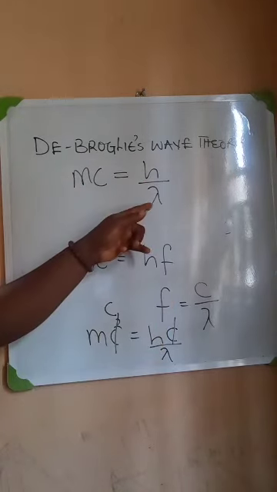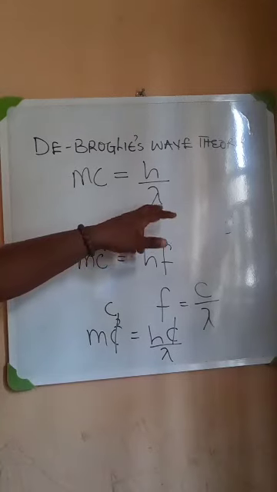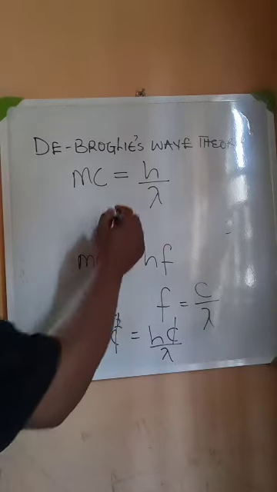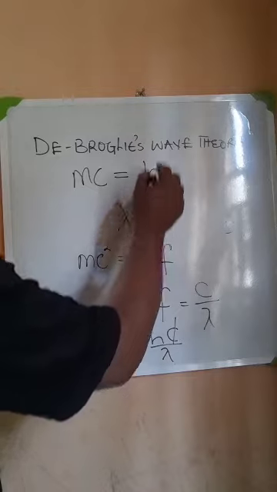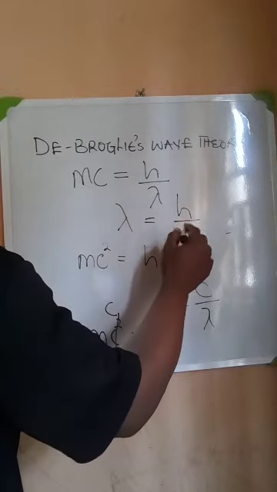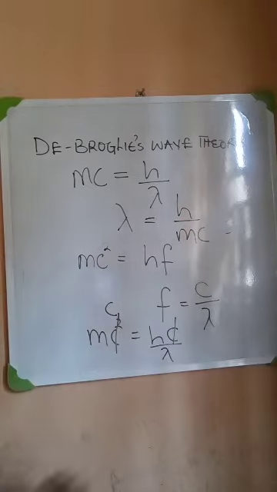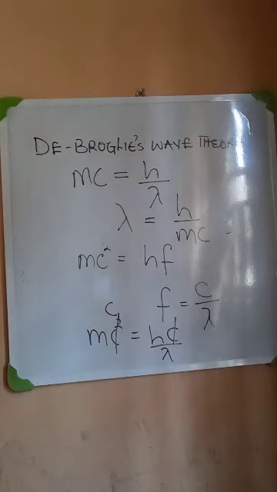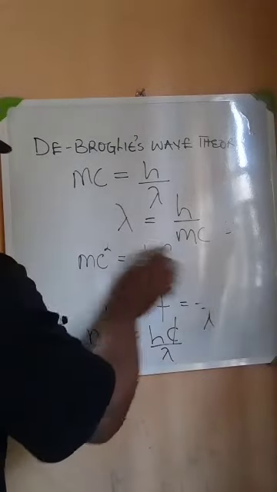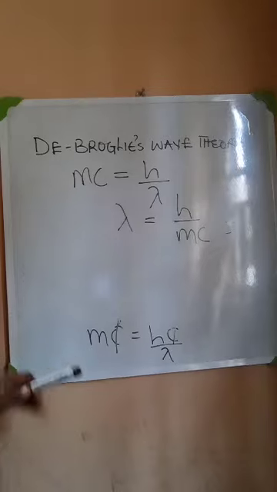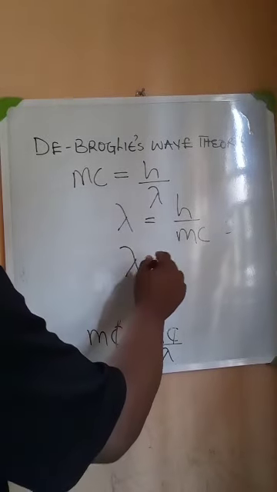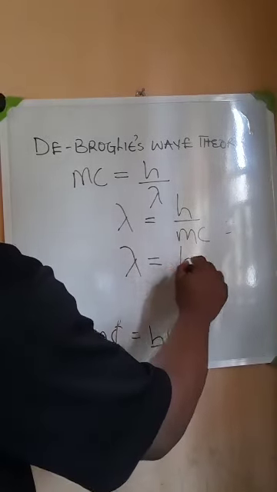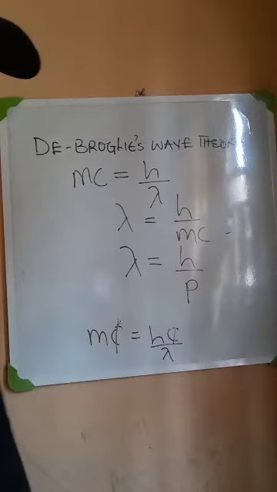So I can decide now to make lambda the subject of the formula. You can see that the wavelength here is equal to h over what? mc. And remember that in physics, the product of the mass of a body and its velocity is known as the momentum of the body. So you can see outrightly that there is a relationship between wavelength and the momentum of a body.